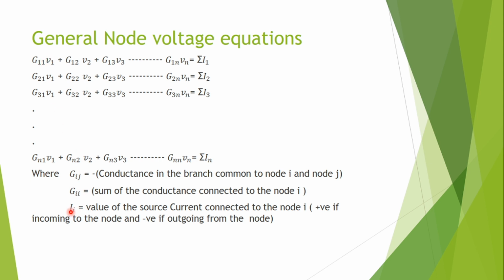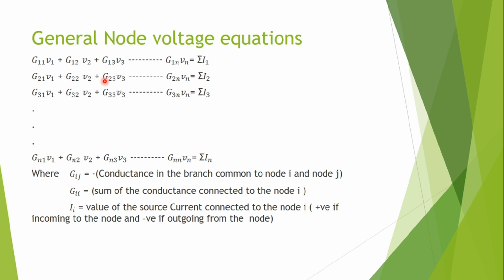Now Ii is the value of the source current connected to node i. So this is the node current connected to node 1, and it is positive if incoming to the node and negative if outgoing from the node. Now remember one thing: this is the standard form based on the assumption I made in the previous slide. That is, in the beginning while applying KCL, current entering the node is considered positive and current leaving the node as negative.